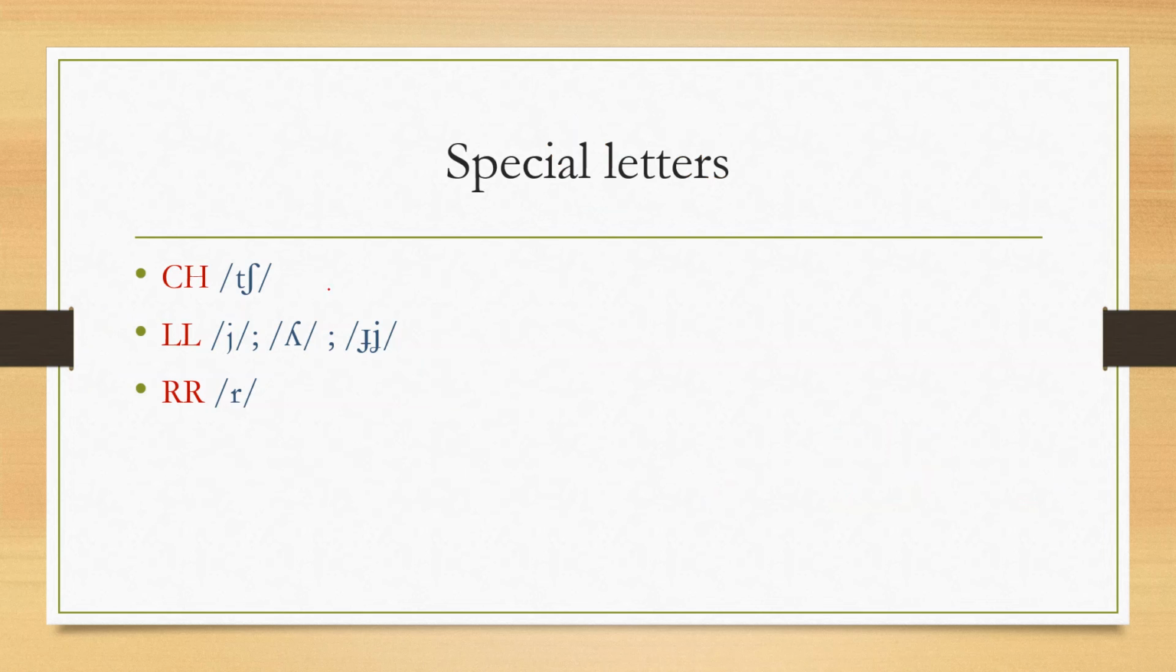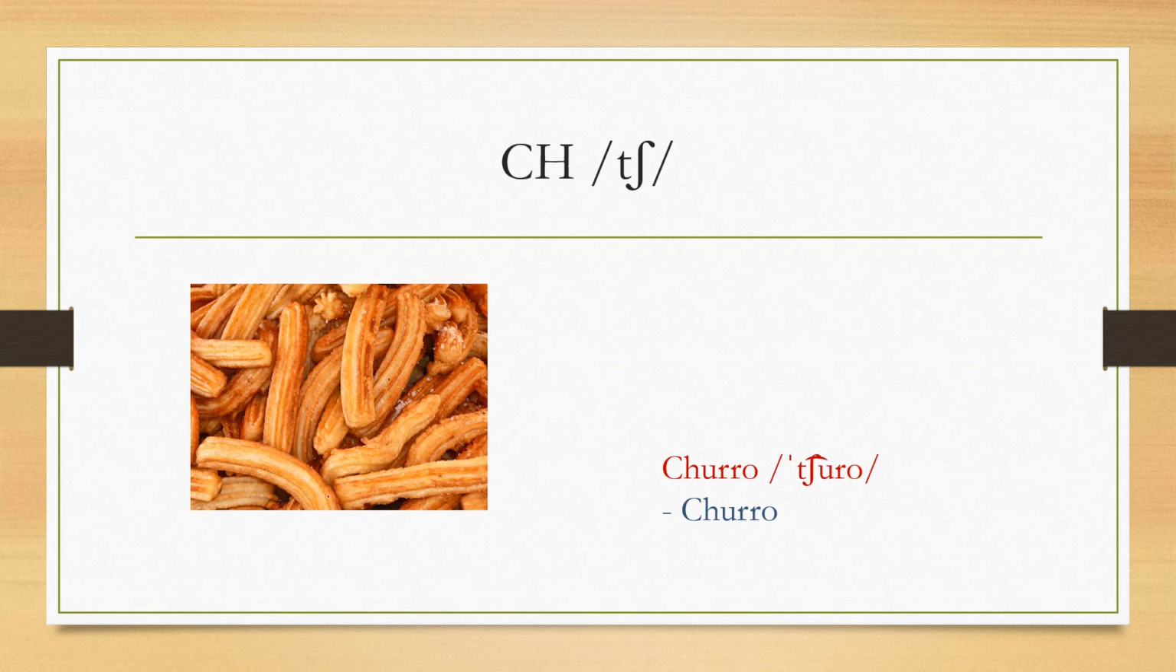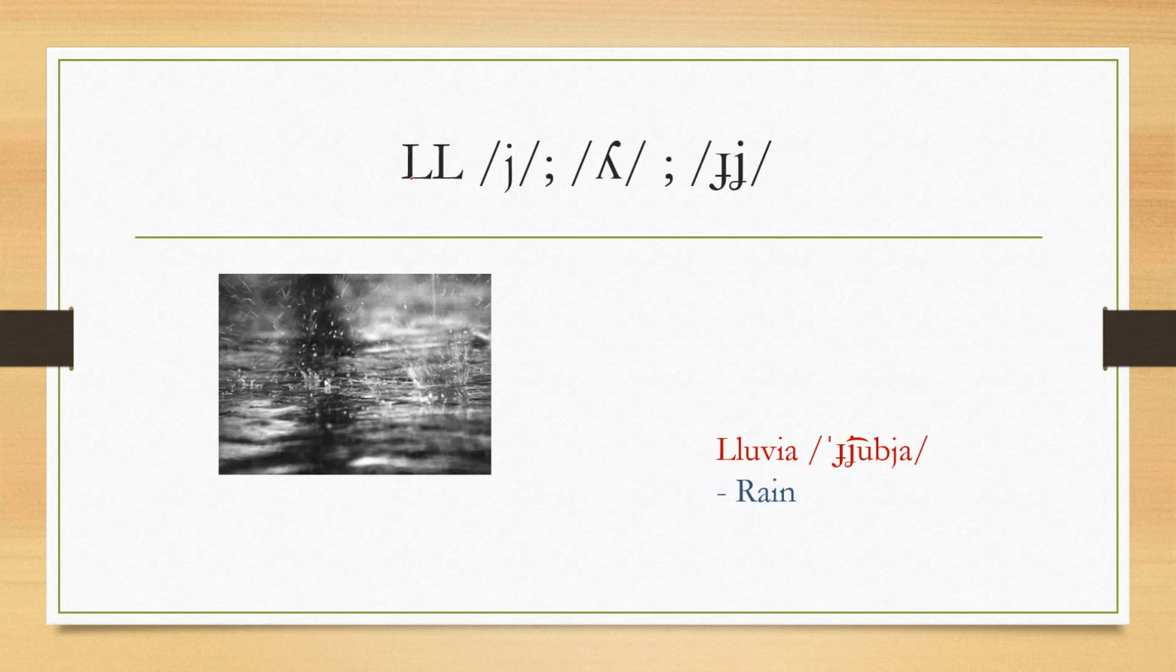Then there are some special Spanish letters, or you might call them Spanish consonant clusters. CH is ch. Double L is called double L. The double R can be double R or simply R. The first one, CH, churro. LL or ll, lluvia. It is pronounced like the Y, lluvia.